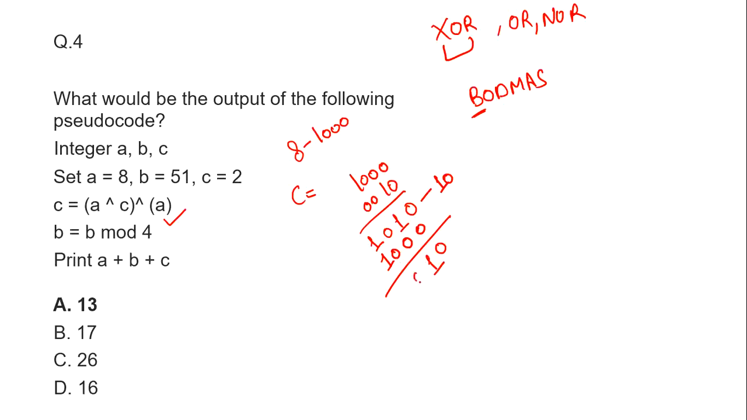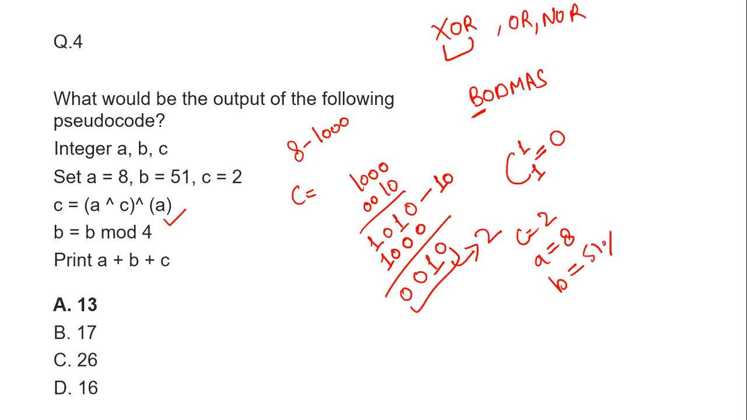0 XOR 0 is going to be 0, and 1 XOR 1 is going to be 0, because I already told you when the bits are similar, the outcome is going to be 0 itself, right? So we got this one. So this is the binary value of 2, right? So now we have in C 2, in A we have 8, and in B we have B mod 4. So what they have given, B equal to B mod 4. What is the value of B?